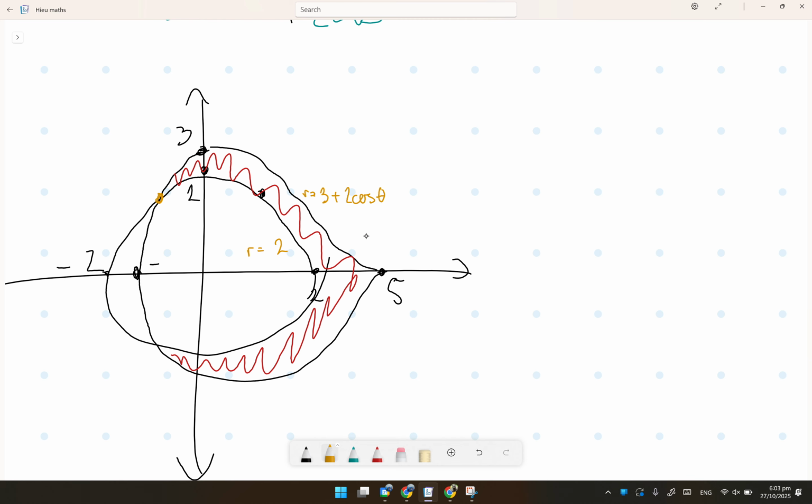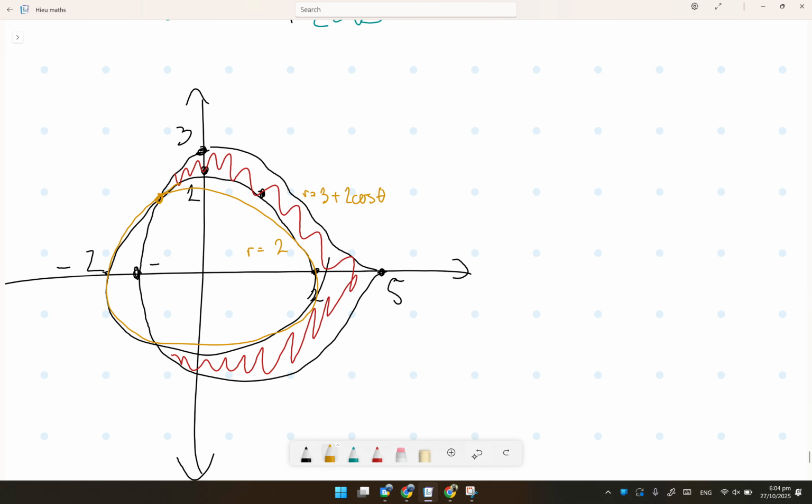So because we see that r equals 3 plus 2 cos theta is on the outside, we want to take r equals 3 plus 2 cos theta minus r equals 2, right? But here, we can see that actually r equals 2 is larger than r equals 3 plus 2 cos theta. So if we were to do all from 0 to pi in this, we would be calculating this negative area where we're taking the circle minus the pear shape, and we'd be adding that to the positive area here.